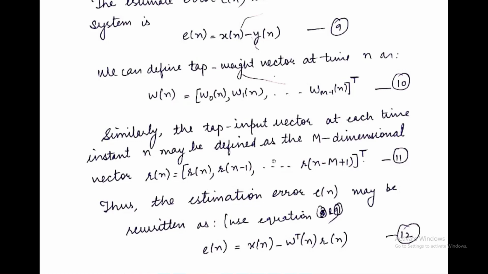So the estimation error En may be rewritten, in terms of matrices, as Xn minus, now here it was Yn, but instead of Yn we are keeping it in terms of Rn, which is the input, and W transpose n, which is nothing but your impulse response or tap vector. So En is Xn minus W transpose n Rn. That corresponds to the error equation.